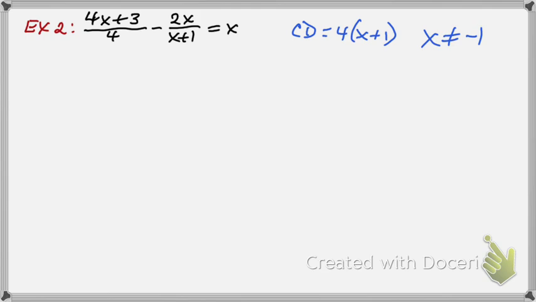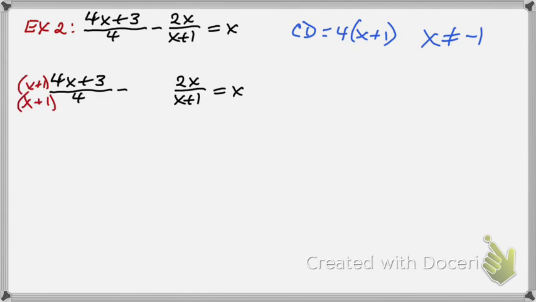First thing I do is find a common denominator, which is 4 times x plus 1, and I look and see that x cannot be negative 1 again, because that would give me a 0 denominator. So I want to make both denominators look the same. I just copy down the problem. On my first fraction, I multiply top and bottom by x plus 1, because that's what I need to multiply by to make that denominator look like our common denominator. Second fraction, I just need to multiply by 4.